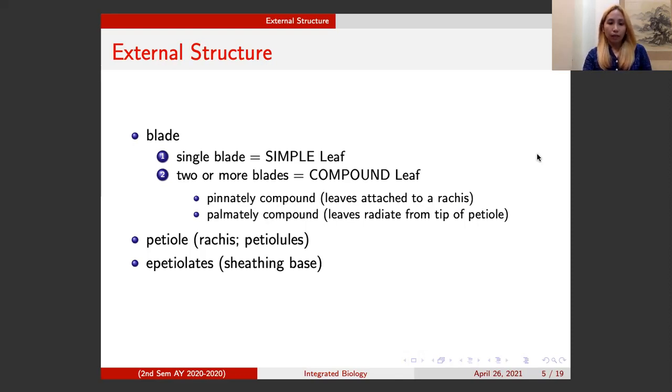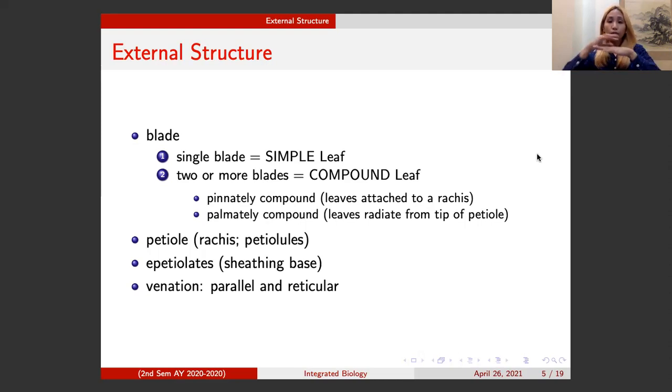Next we have the venation. So we started from the blade. You have the blade, the flat, broad part of the leaf, and then you have a simple leaf, and if it has leaflets, then it's a compound leaf. So you have pinnately compound and palmately compound, and then you have the petiole, the part that is connecting the leaf to the stem. I have photos of this later, so that can also guide you.